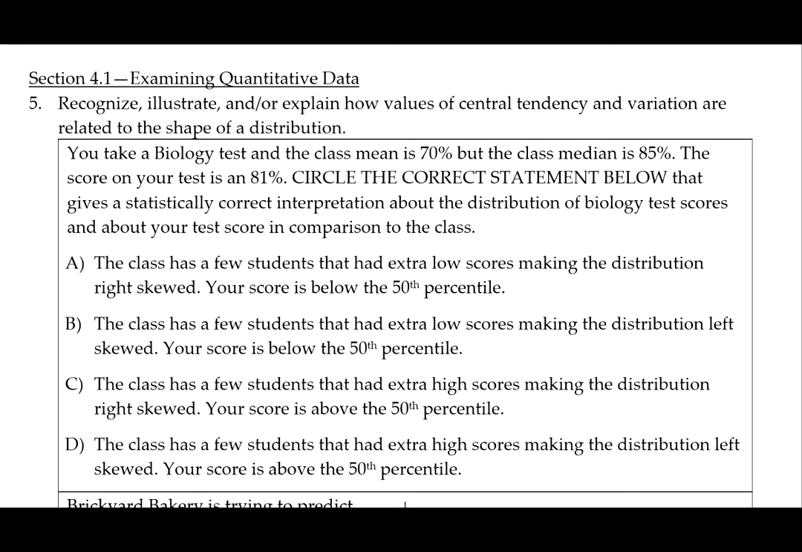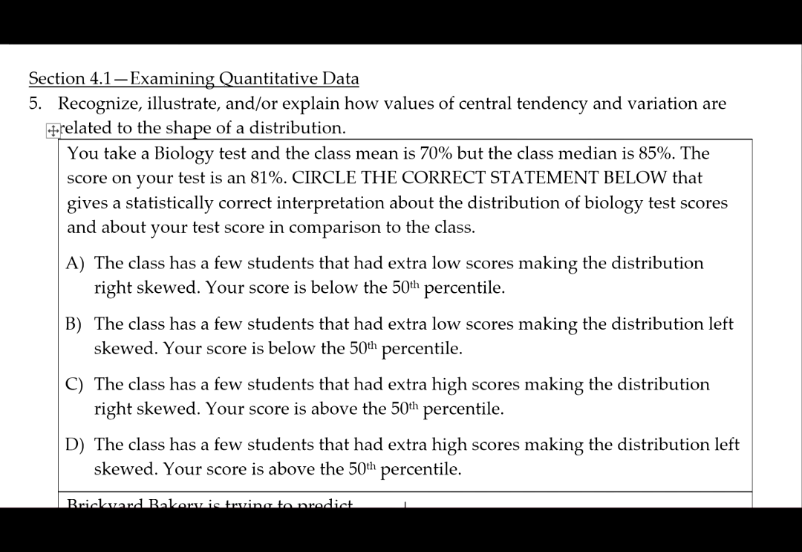The fifth learning objective in section 4.1 says recognize, illustrate, and/or explain how values of central tendency and variation are related to the shape of a distribution. You take a biology test and the class mean is 70%, but the class median is 85%. The score on your test is an 81%. Circle the correct statement below that gives a statistically correct interpretation about the distribution of biology test scores and about your test score in comparison to the class.